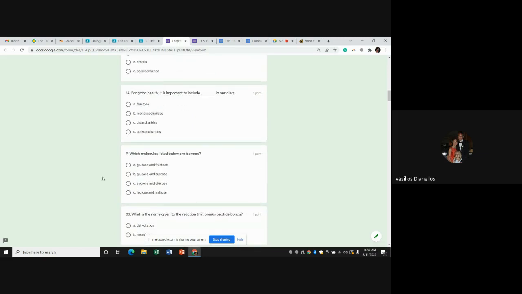Which molecules listed below are isomers? I told you what an isomer is when we talked about this, and it was glucose and fructose. But I also said that you would not have to memorize the fact that glucose and fructose are isomers. Just remember, isomers are two different molecules that have the same chemical formula, but a different shape.